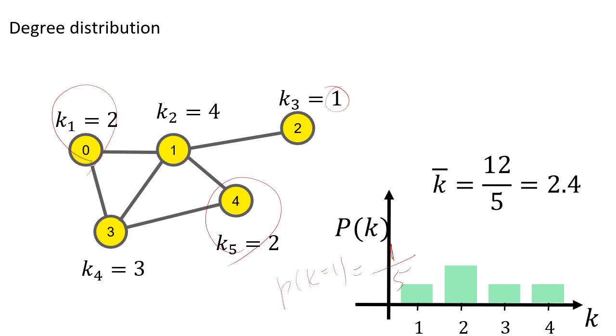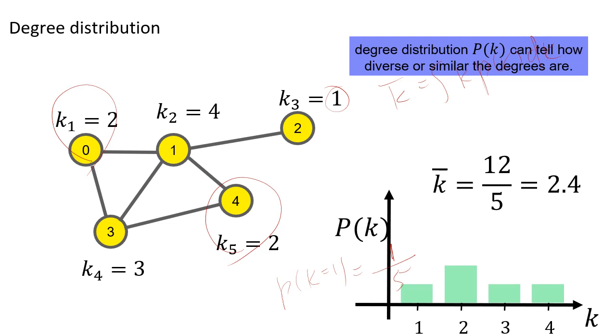If you have this degree distribution, you can find the average of the degree. The average degree is defined, for a continuous distribution, as the integral of k pk dk over the whole range of k values. In this case, it is 2.4. It is the average degree.